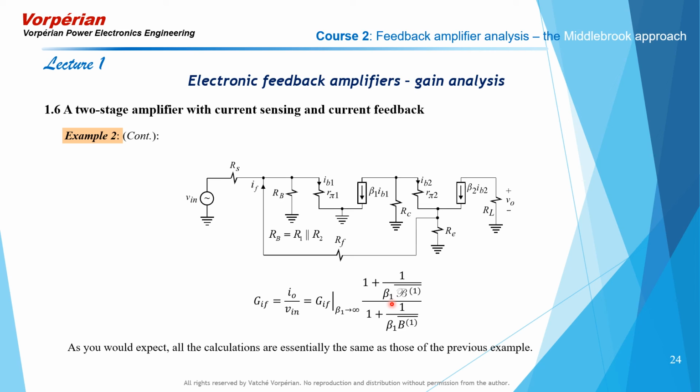Now you can choose beta 2 to be infinite. You will not get any wrong results, but you don't get the term that's appearing up front, the ideal closed loop gain that you would like it to be.